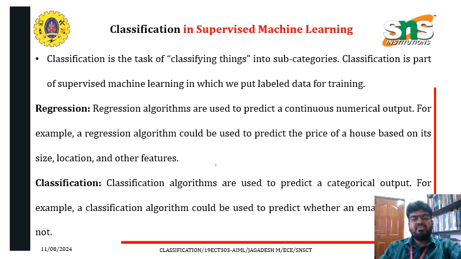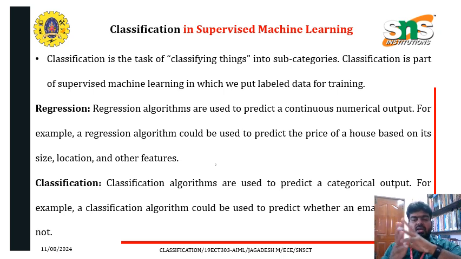So, what is classification in a supervised machine learning algorithm? Classification is the task of classifying things. As the name suggests, it is nothing but classifying things into subcategories. Classification is a part of supervised machine learning in which we put labeled data for training. If we are discussing classification, we must recall the concept of regression also, because regression is also one type of supervised machine learning algorithm.